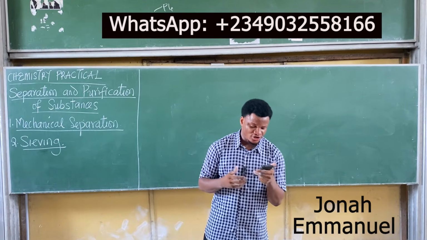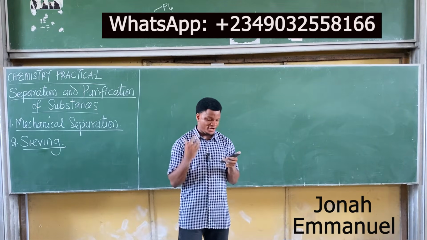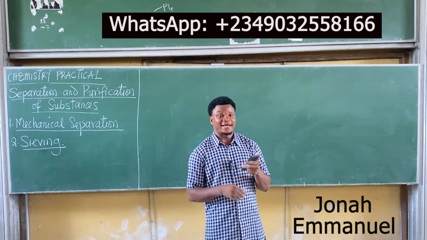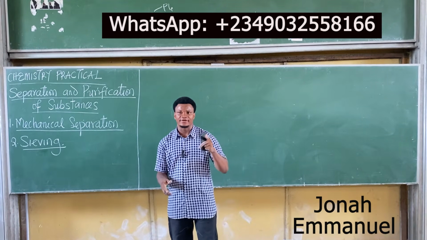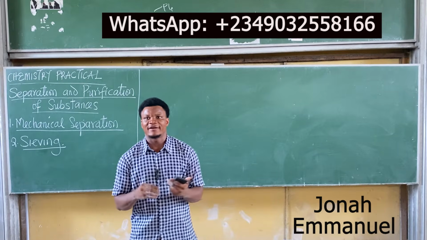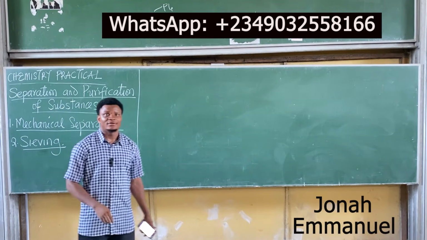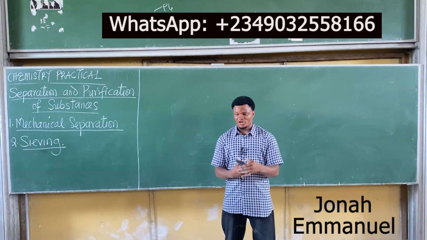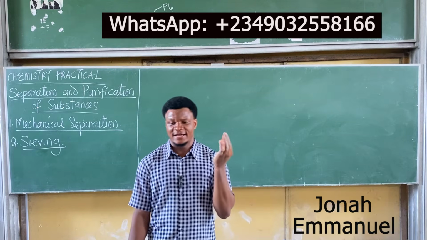Example, a mixture of sand and gravel can be separated by sieving. When it comes to sieving, it is used to separate two solids of different sizes.